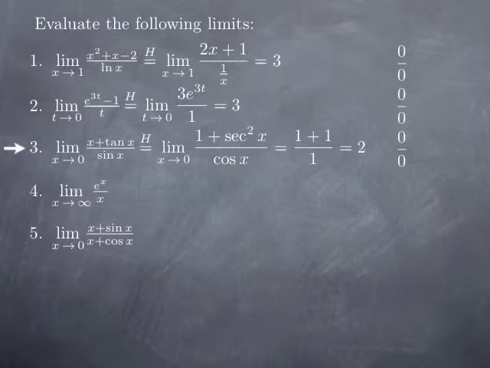I plug x equals 0 in this. At the top I have 1 plus secant squared of 0, that's 1 over cosine square of 0, and cosine of 0 is 1, so I get 1 plus 1. And at the bottom I have cosine 0, so just 1. So I get 2, and this is my limit.